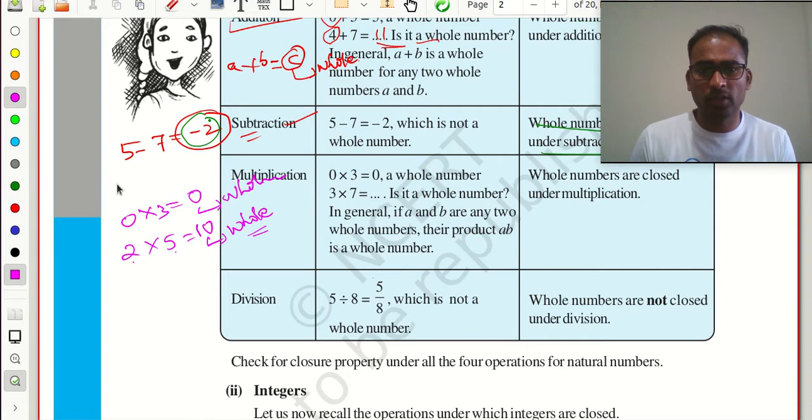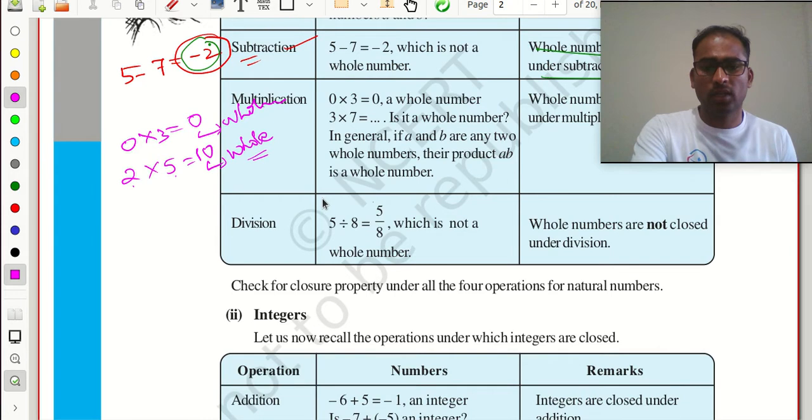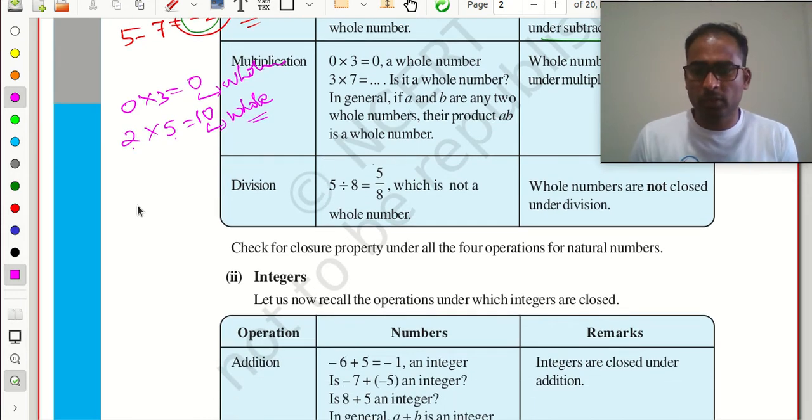Do you observe this difference now between addition, subtraction and multiplication? Next, if I go for division, suppose I divide 5 by 8. 5 is a whole number, 8 is a whole number, but their division 5 by 8, how much value? Some 0.4, no, not 0.4, 0.6, 0.62.